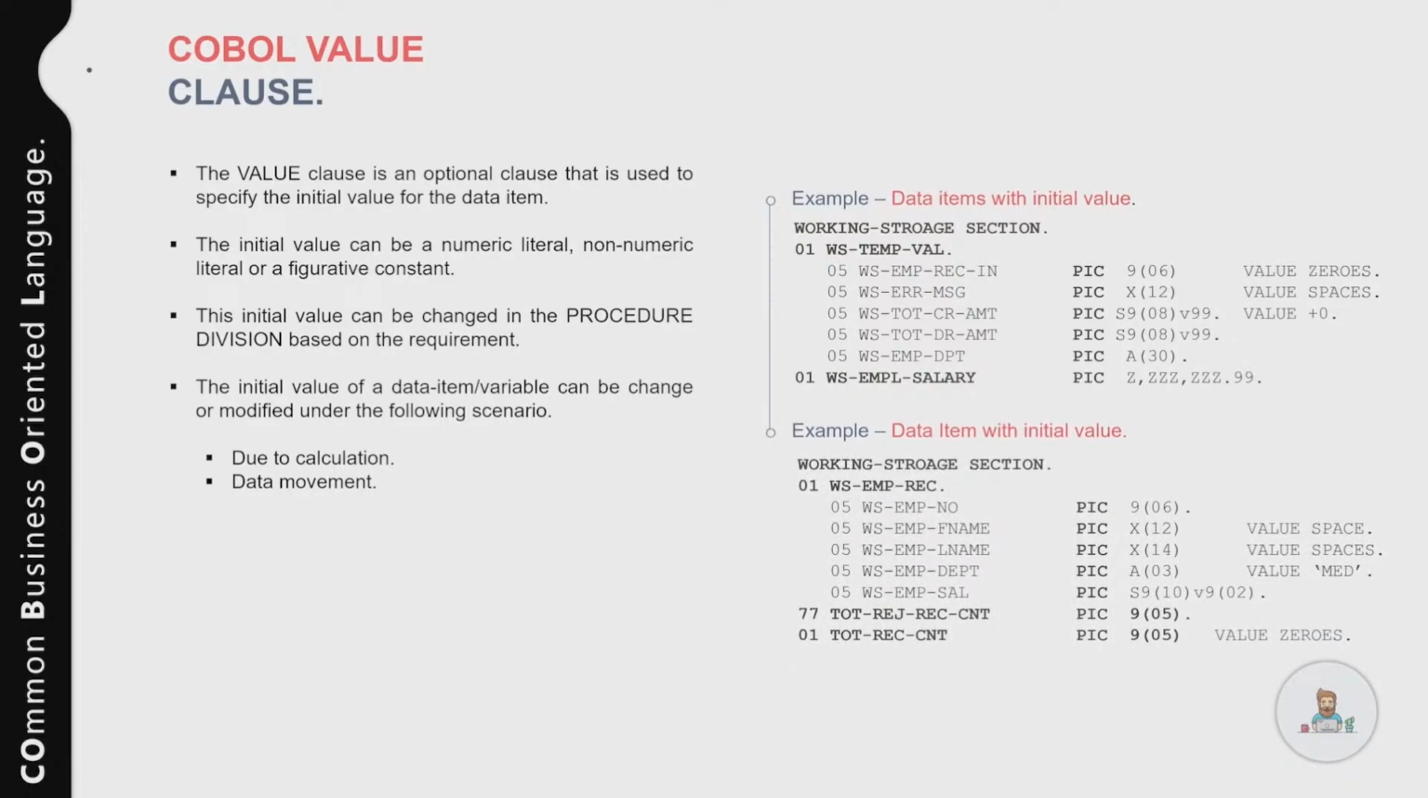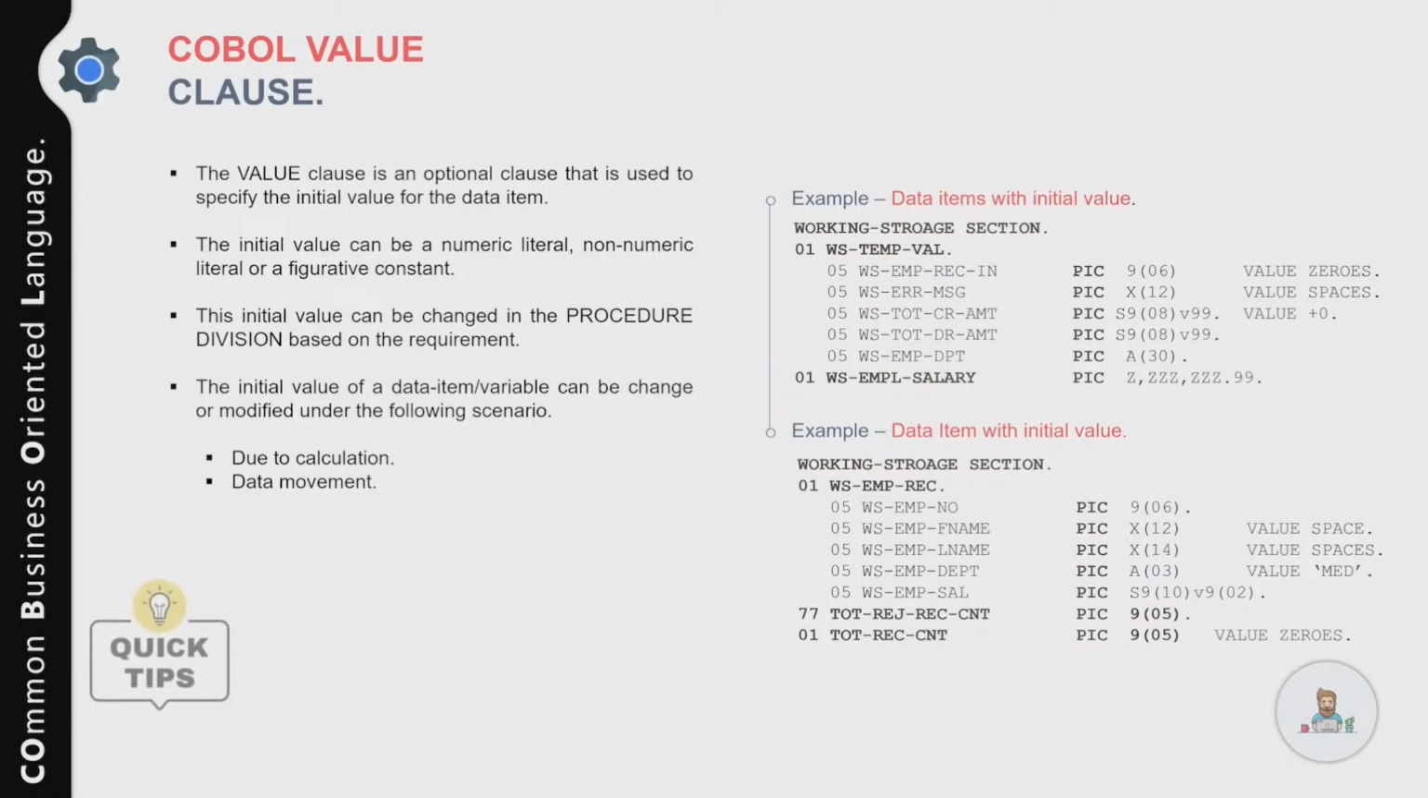So this is how you can use value clause to assign initial value to the variables that you define. In our next example, we have a group variable, that is ws-emp-rec, and there are elementary items which are defined under that particular group item. If you notice, first name and last name we have defined as x of 12 and x of 14, and we have assigned an initial value as space and spaces. After that, we have employee department variable, which is defined as alphabetic, and the length is 3, and we have assigned an initial value as med. That means it's a medical department. So whenever you run your program, this particular variable is going to have initial value as med, and you can very well change that as per your requirement in your COBOL program.